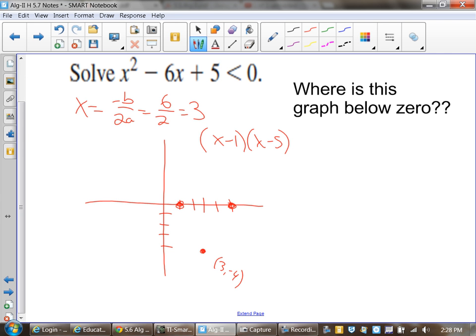Solid or a dotted line to connect them? Dotted. Dotted, okay. So, since it's a dotted line, should these dots on the x-axis be solid or open? It should be open, right? These dots here, oops. Let's make it in here just a minute. This should be an open dot because it's a dotted line going through it, okay? Does that make sense? Yeah. Because it's a less than problem. Now, where is that graph below 0?